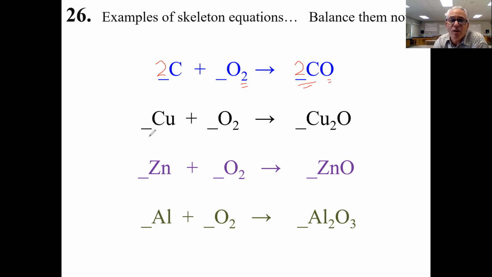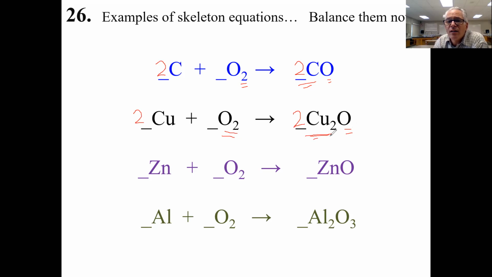Well, let's see what we got going on. I got 1 copper here, I got 2 coppers there. I'm going to start out with a 2 here, but don't get too excited about that. All right, we're going to see what happens. Here, there's 2 oxygens. I only have 1 oxygen over here. In order to fix that, I got to double this. Now I have 2 oxygens on both sides, but look what I have.